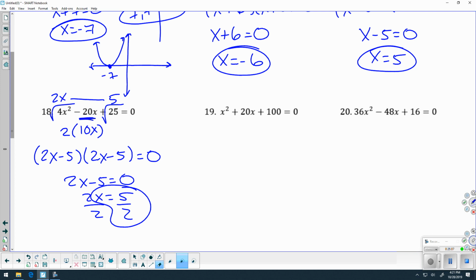All right, 19. Again, just to check it. First term, take the square root. Last term, that'd be 10. That'd be 10x when you multiply them, double it. That's 20x there in the middle. So check, check, and check.